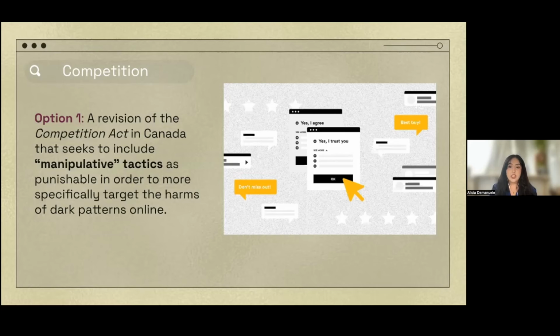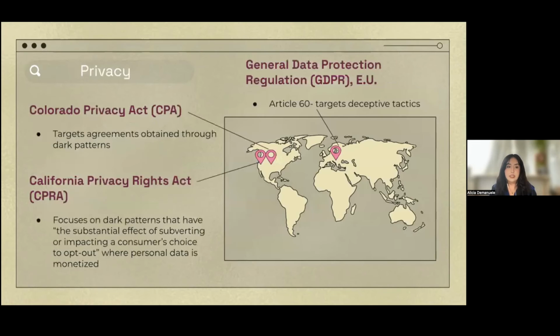Part 7 of the current Competition Act addresses deceptive marketing practices, which involve false or misleading representations, bait and switch selling, and more. However, there's no mention of manipulation. So here, a policy option could be a revision of the Competition Act to include manipulative tactics in order to more specifically target the harms of dark patterns online and ensure this digital manipulation doesn't have far-reaching anti-competitive effects.